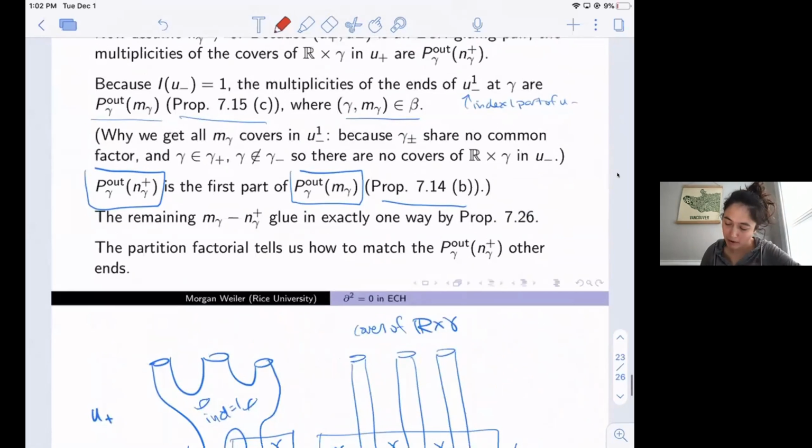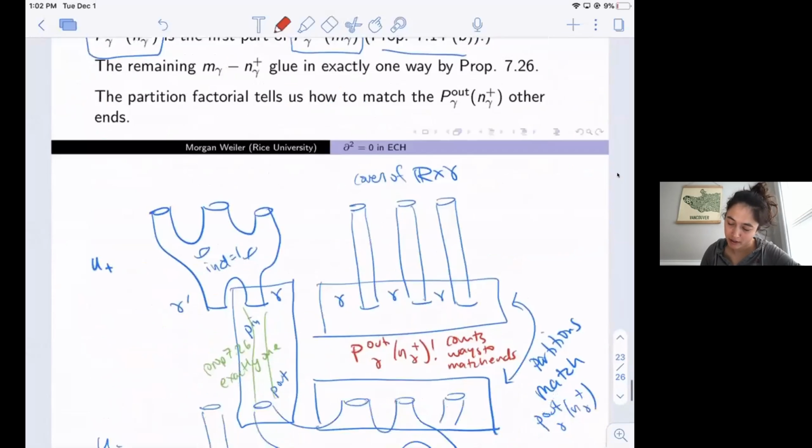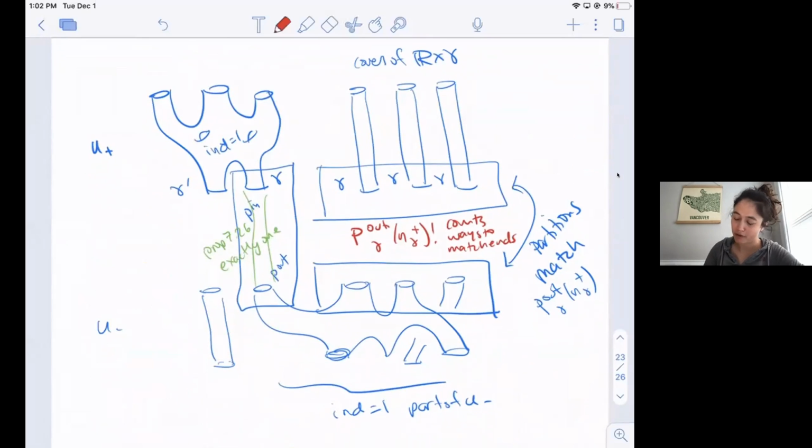The thing I'm confused about is that I can put together that there is some subset of the ind equals 1 part of U minus that has the same partition as P out. But I'm a little bit fuzzy on why I can't mix these regions. I think it has something to do with the ordering that you pick on the orbits, and that's something I haven't talked about at all. If you're actually going to consider the actual moduli spaces between these curves, you have to put an ordering on the Reeb orbits. And I think that forces you to match certain curves to certain curves. Could be wrong.